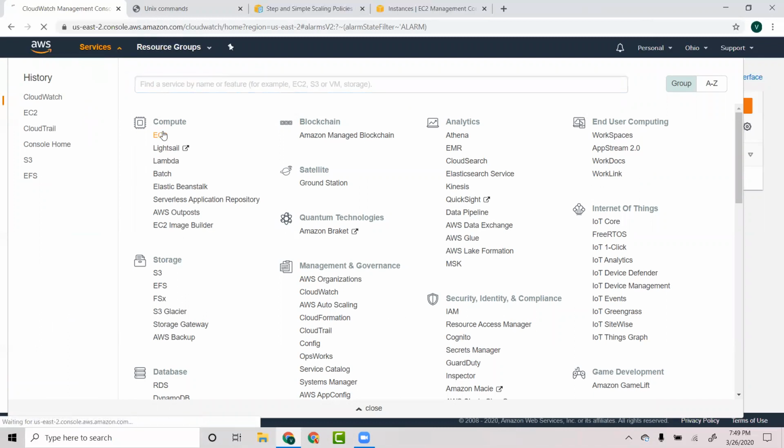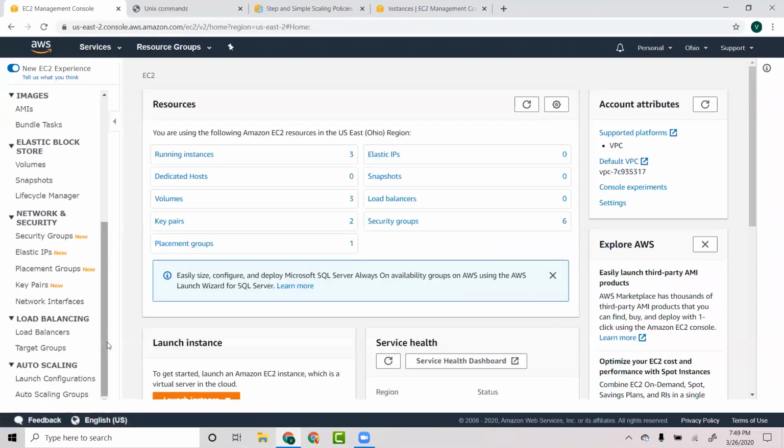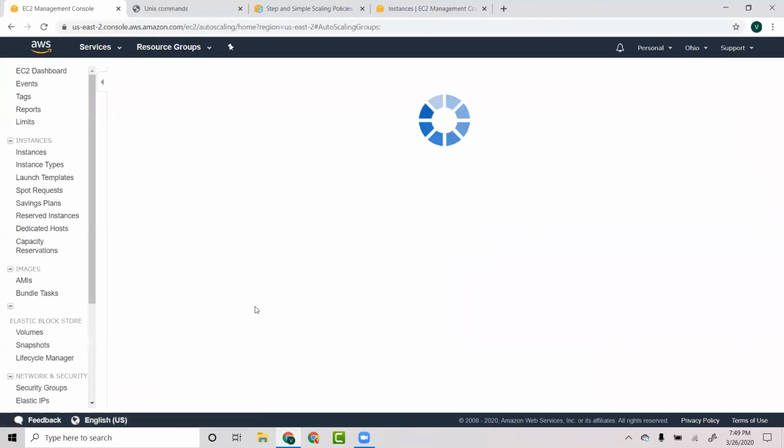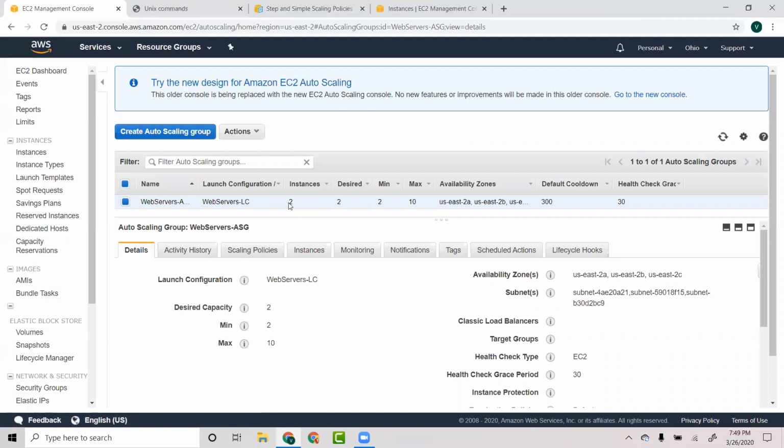Let's go to EC2 and let's go to auto scaling group. It's making sure that instances are 2. So now what I want to do is, what happens if I crank up both of them at the same time? It will make sure between scaling up and scaling in that my desired capacity is matched. Does it make sense?